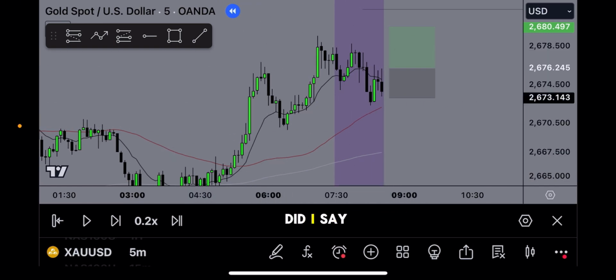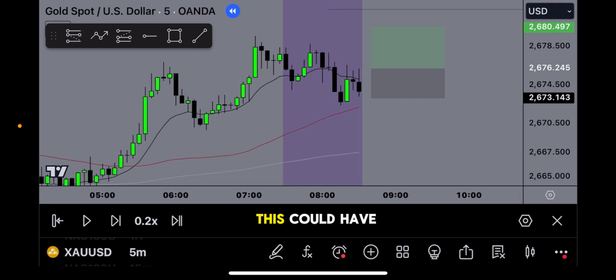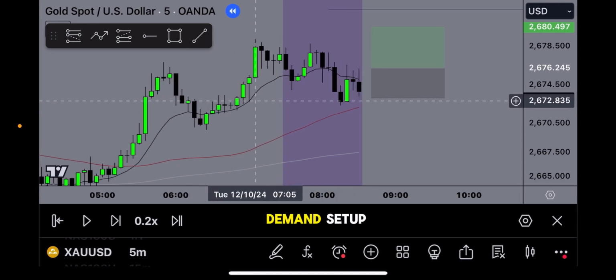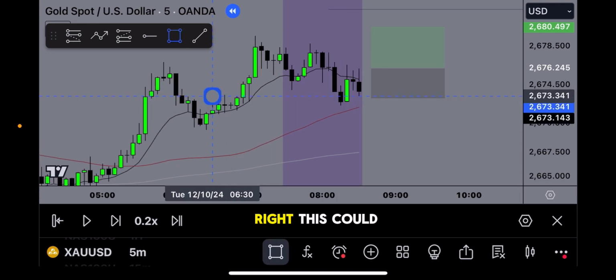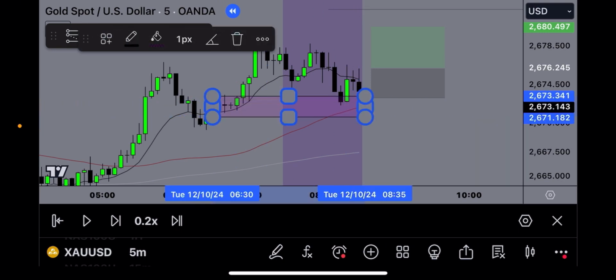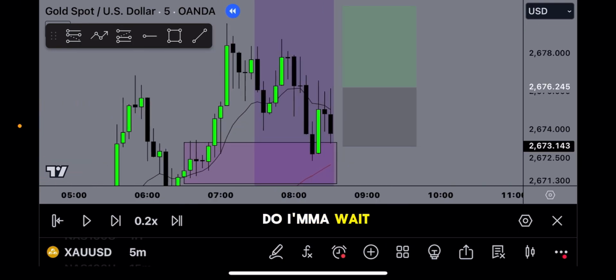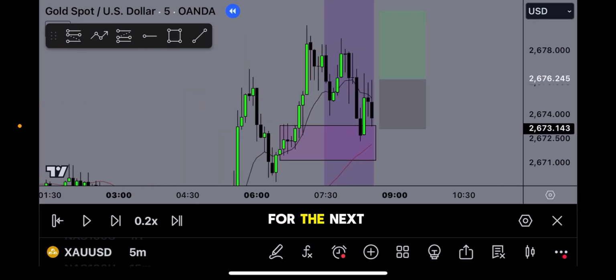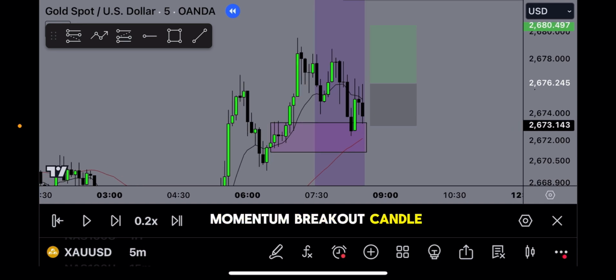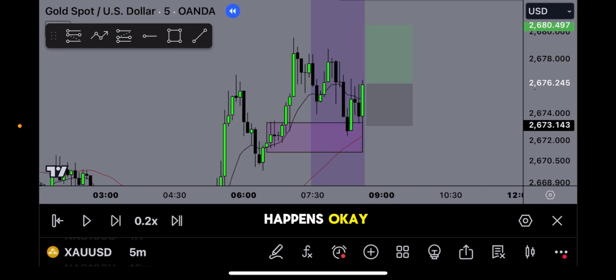So now what did I say? I was like, okay, this could have been a potential demand setup right here, right? This could have been a potential demand setup. So what I'm gonna do, I'm gonna wait for the next momentum breakout candle that breaks the 13 MA line, and if it closes above with momentum, I'm gonna be getting in that candle for buys, and I'm gonna go for a 1-to-1. Let's see what happens. Okay, bam.